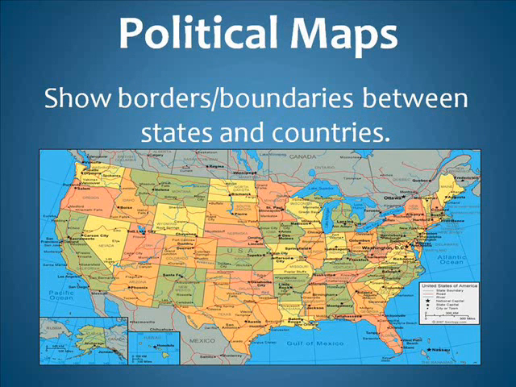And political maps, these show borders and boundaries between states and countries, or within countries. So here you see all the different boundaries within the states of the U.S., and these are what are known as political maps.